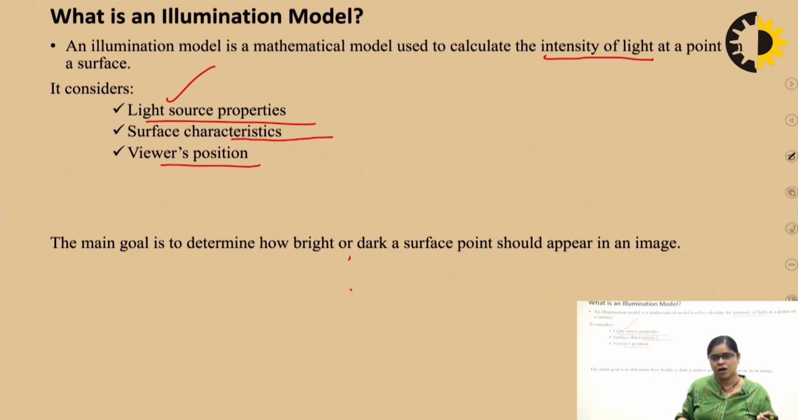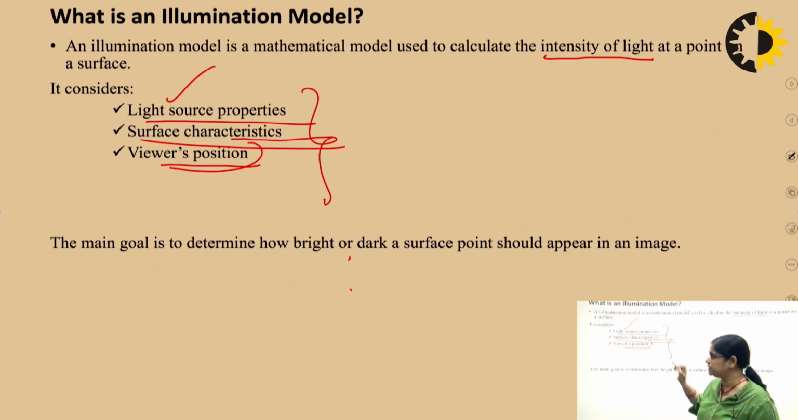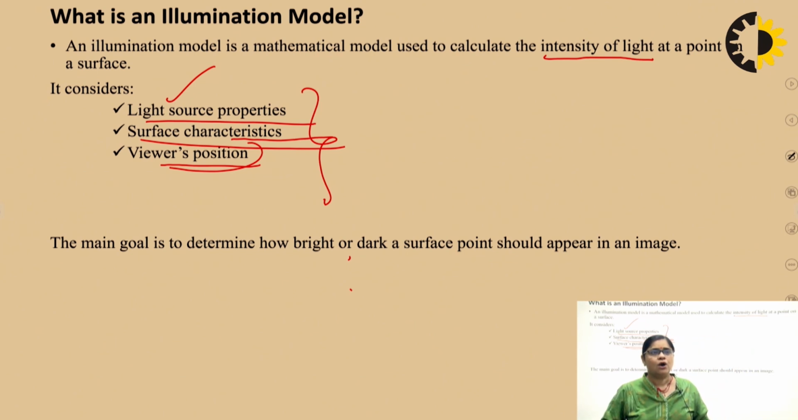Then it falls on the object, and when it does, we should be aware of the surface characteristics. Now, somebody is seeing that it is falling and reflecting, and we see the realistic image, so what will be my position? That is the viewer position. So when we talk about the illumination method, we consider these three properties. The main goal is to determine how bright or dark a surface point should appear in an image. That is the main goal of the illumination model.